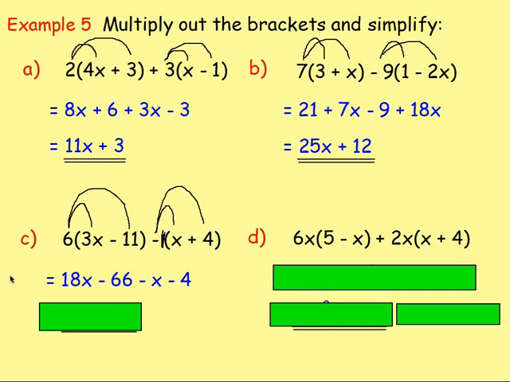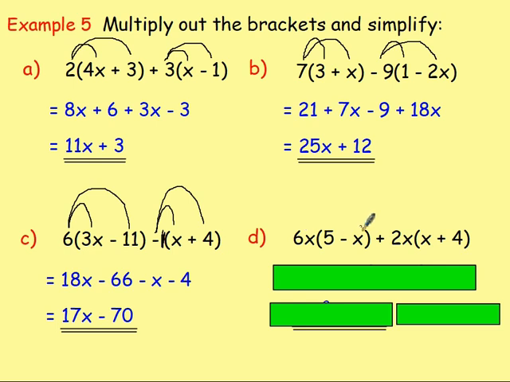Good. X's first, or numbers, doesn't really matter which way you do it. But x's, you've got 18x take away 1x, which is 17x. And negative 66 take away 4. Oh, is that a temperature thing again? It is. If the temperature was at negative 66 and it dropped another 4, what would it be at? It's going further down into the negatives, so it'll be negative 70. Well done, good.